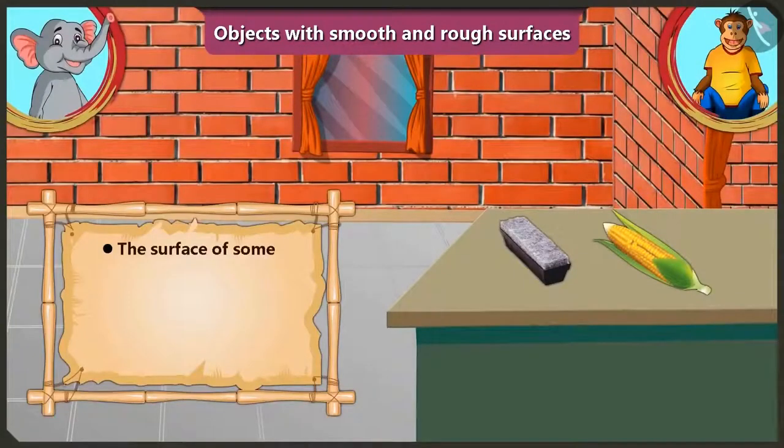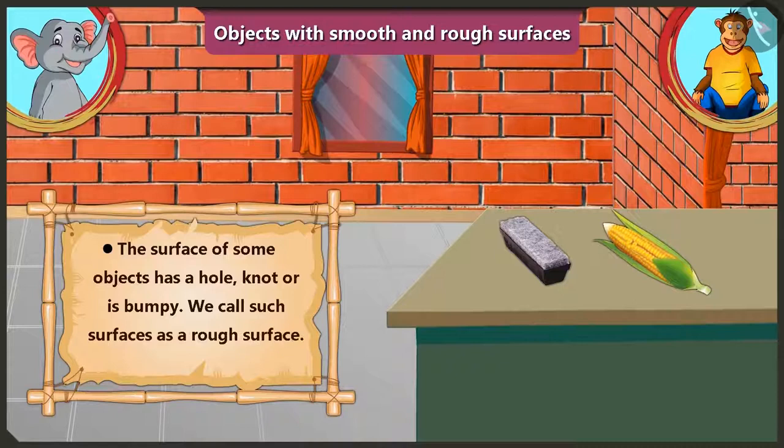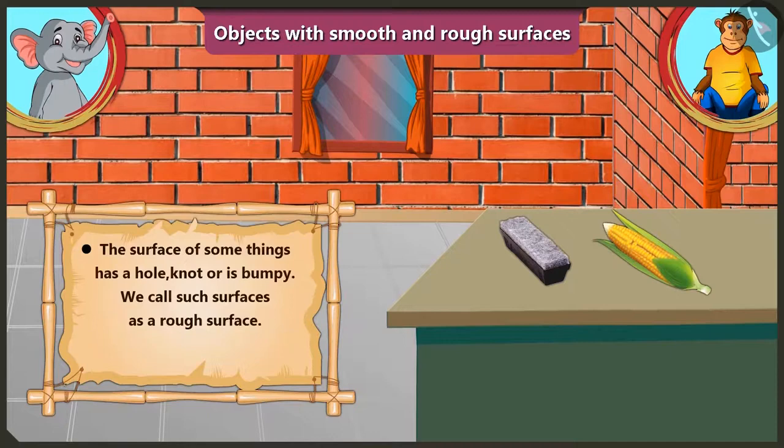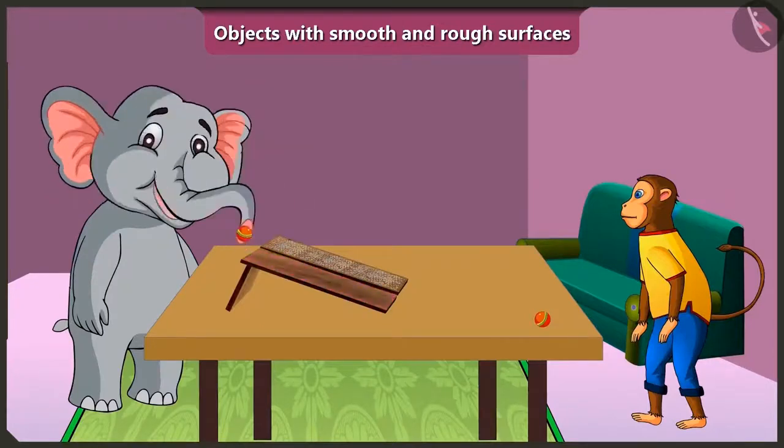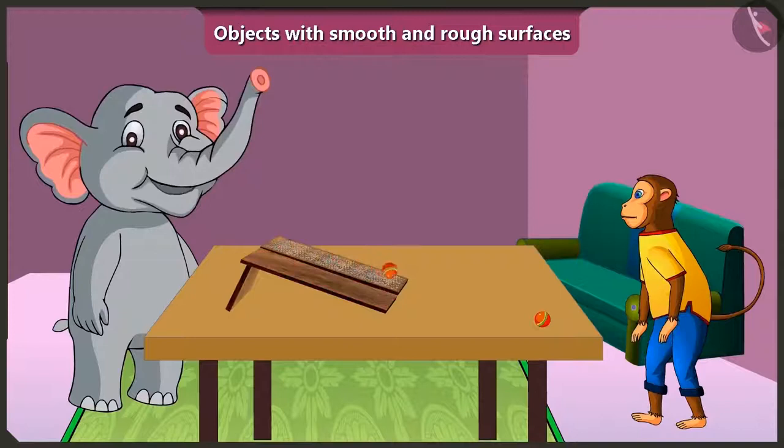Appu, when the surface of an object has a hole, knot, or if it is bumpy, we call that surface a rough surface, which means the surface is rough. Our hand cannot slide on it easily. Yes, now I understood. The ball rolls faster on this wooden slope because this slope has a smooth surface, which means it is very smooth. And the ball rolls slowly on this slope because this slope has a rough surface, which means its surface is very rough. Well done, Appu.